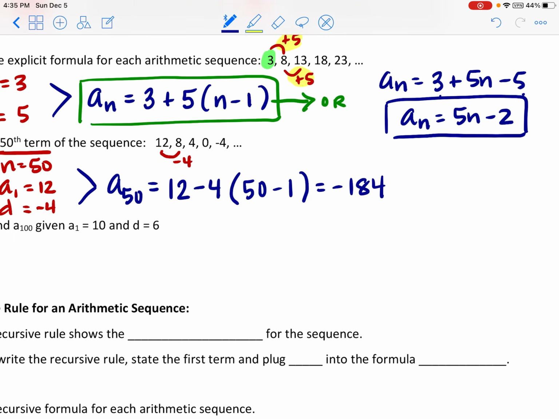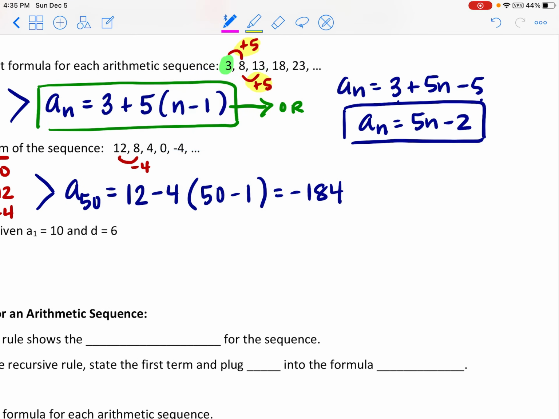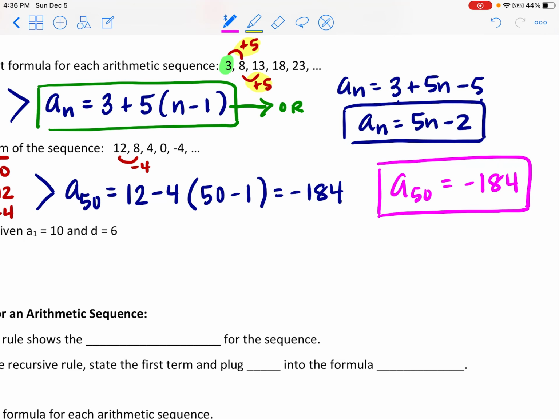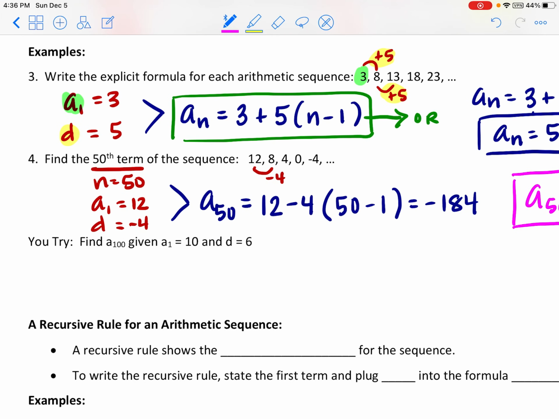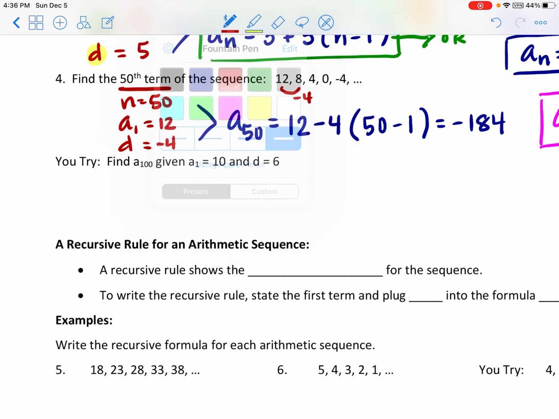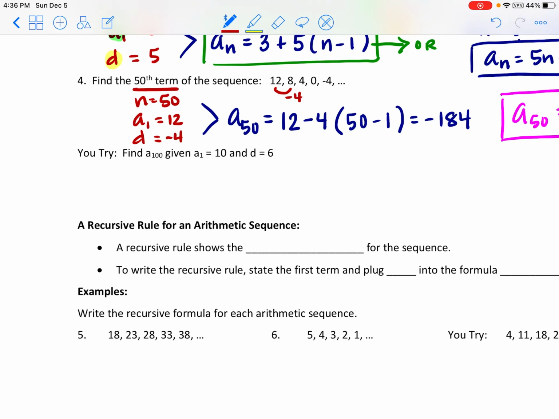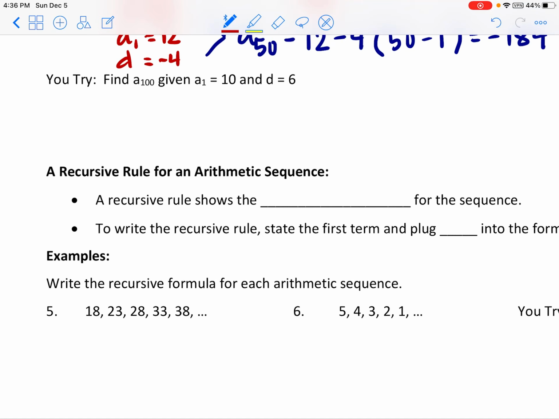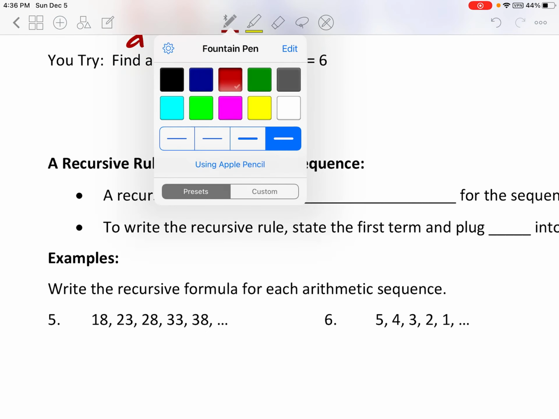So to answer this concisely, I'm going to say a sub 50 is a negative 184. That is, the 50th term on this list would be a negative 184. So if I was to just keep subtracting 4 until I got to that 50th term on the list, that's what it would be. All right. This is a you try, so if you're feeling pretty comfortable with this, it would be a good spot for you to pause the video and try it out. And if not, totally fine.